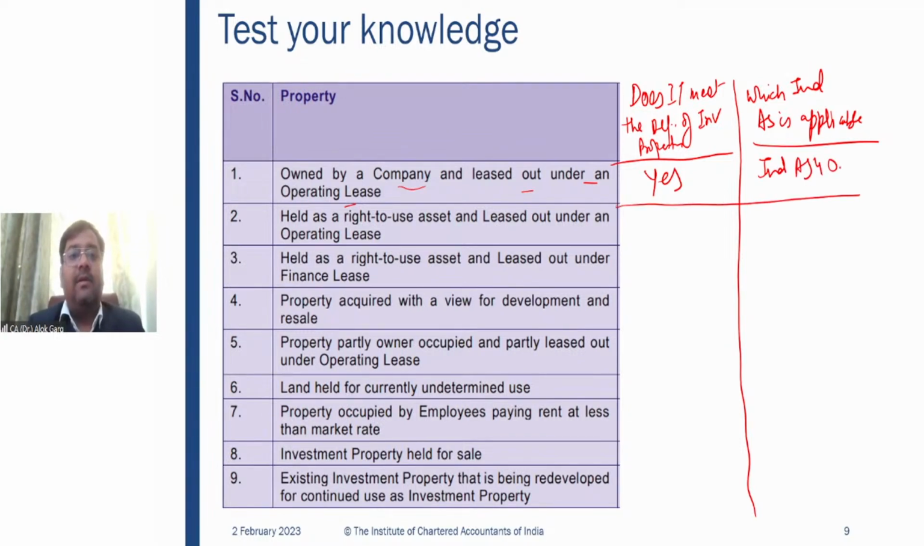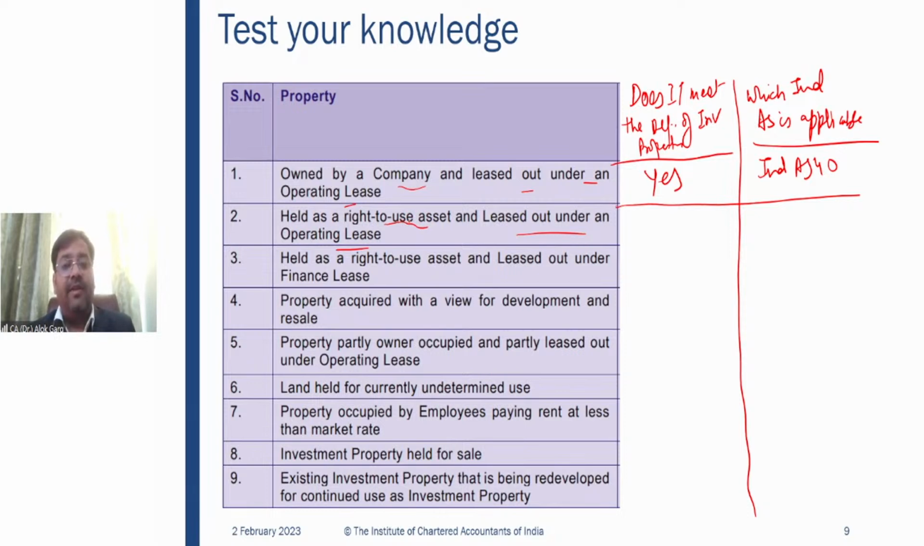Right, guys? Second, the company has held a right to use asset. So the company has taken a building on a lease basis, and that building is a right to use asset in the books of the lessee, and leased out under an operating lease, and the company has subleased that building on a rental basis, right? For example, nowadays in Gurgaon, this is a very, very good business, I would say. A person is taking a building on a rental basis, and the person is leasing that building to students or to office persons. So it is on a sublease basis.